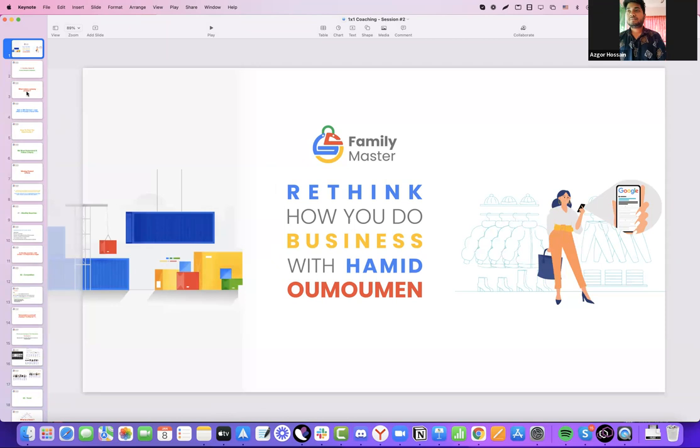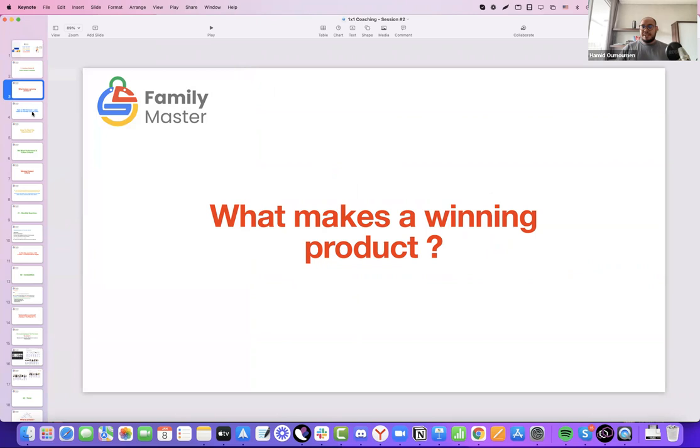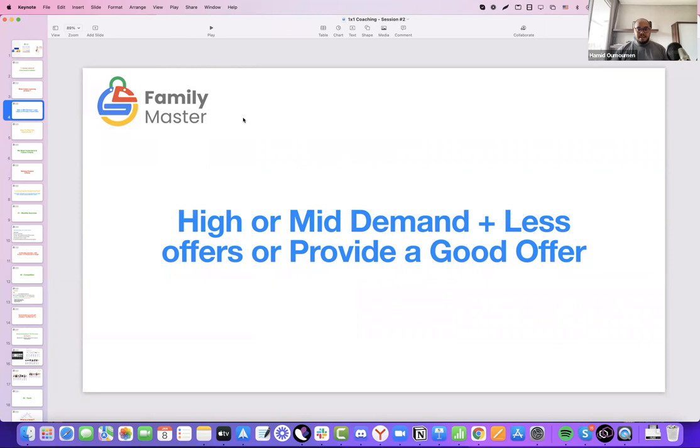Okay, as I said, a winning product is totally different from the Facebook mindset and how Facebook dropshippers work with winning products. So first, what makes a winning product in Google Ads? A winning product is a product with high or medium demand and fewer offers. When we talk about fewer offers, it means fewer competitors. Sometimes you will find huge competition, but if we can provide a good offer and a good price, then we are talking about a winning product.